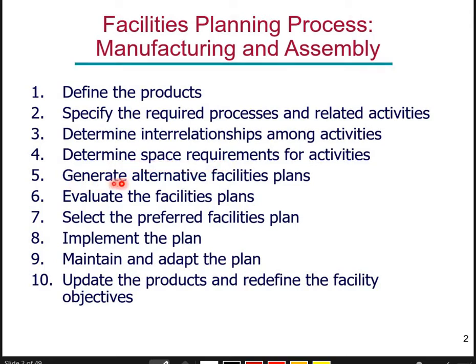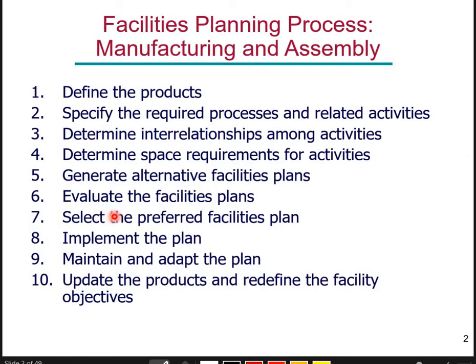Then, depending on this information, we generate some alternative facilities plans, the layout of the plan, where each department occurs. Then, with some objective, with some criteria, we evaluate these facilities plans. The objective that we evaluate can be the total distance to travel or the total cost. For this alternative, what is the total cost? For the other, what is the total cost? And depending on this evaluation criteria, we select.